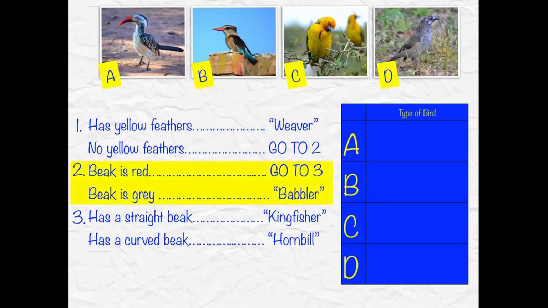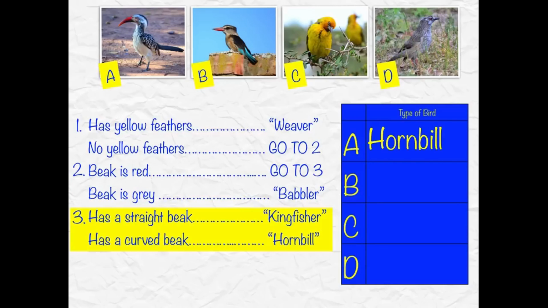Part 2 states the beak is red. If it is, we go to 3. If the beak is grey, we know it's called a babbler. In this case, I think the beak is red for bird A, so we move on to 3. If the beak is straight, we can identify this as a kingfisher. If it's curved, we identify it as a hornbill. You can clearly see in photograph A that the bird has a very curved beak, so we write hornbill for A.